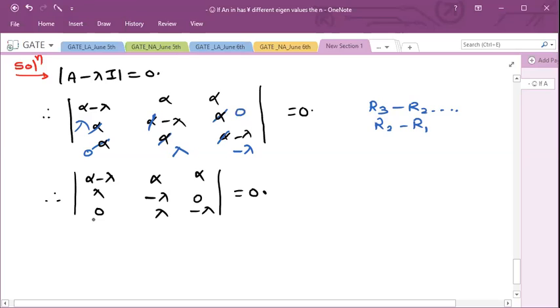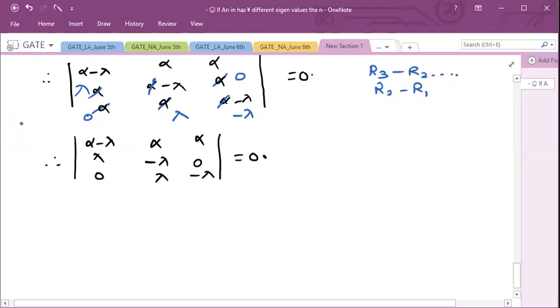From here, if you observe, can I take lambda common from the second row? Can I take lambda common from the third row? Isn't it? So if I take this first lambda common, it will become 1 and minus 1. If I take lambda common from the third row, it will become 1 and minus 1.